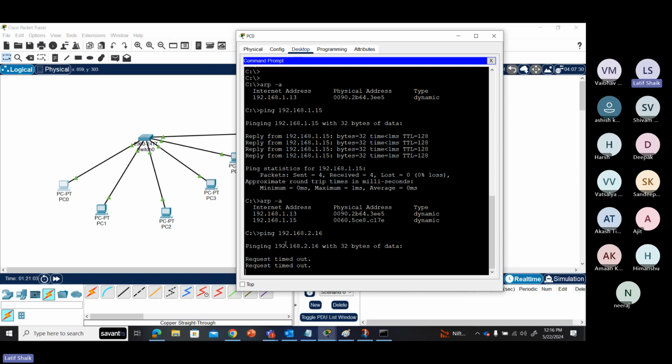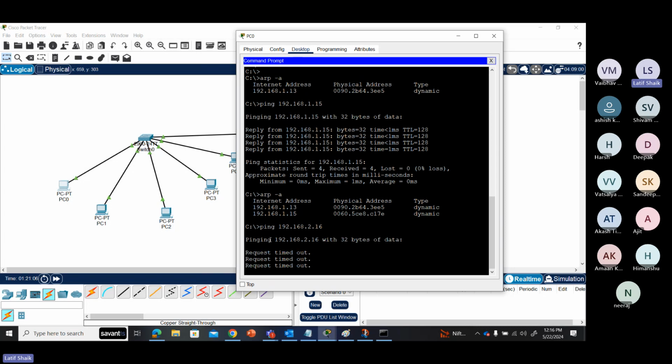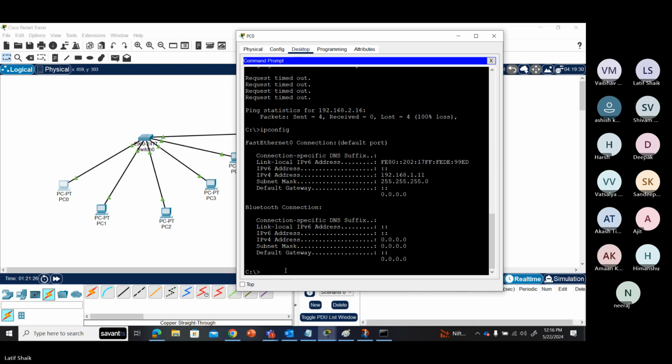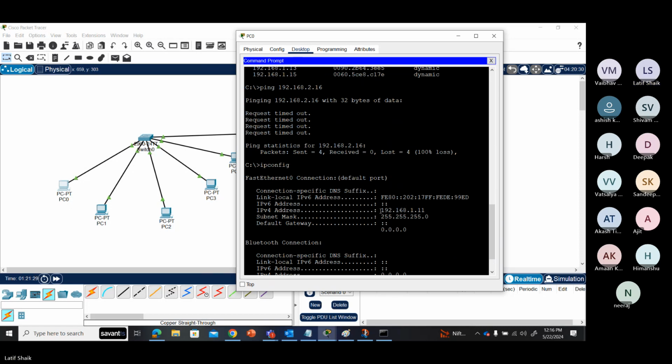So both are the same class, both follow the same kind of series, but they are different networks. Why? Because of this. You can see my IP address in ipconfig: 192.168.1.11, and this is 16. But there is a problem in the third octet. That is a different network.